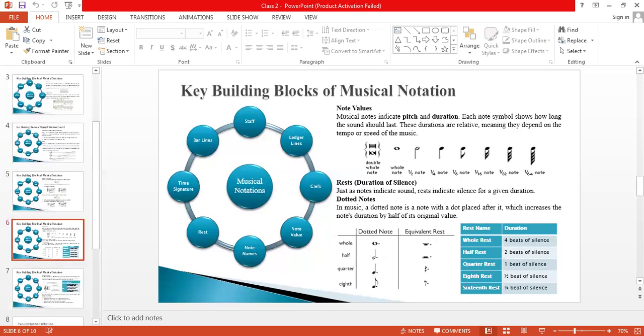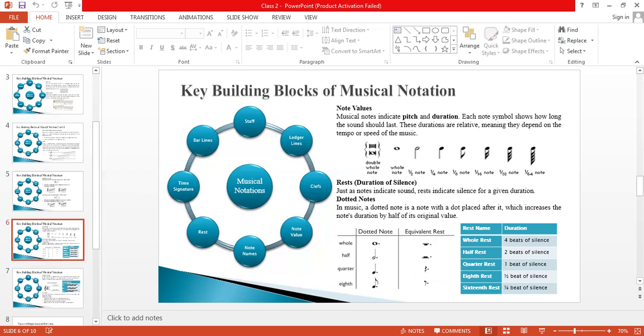We have the note value. Musical notes indicate pitch and duration. Each note symbolizes how long the sound should last. These durations are relative, meaning they depend on the tempo or speed of the music.